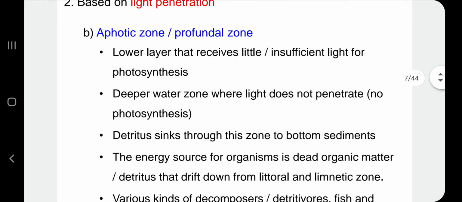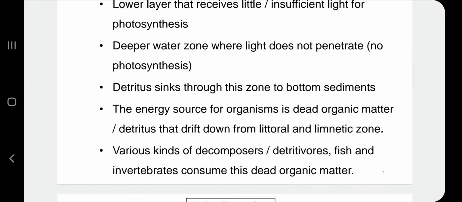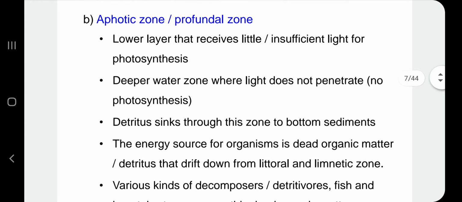So disebabkan kawasan tu tidak ada cahaya, so energy source for organisms is dead organic matter ataupun detritus. Detritus tadi refer pada, let's say daun yang dah mati atau layu tadi. Dead organic matter, katakanlah apa-apa hidupan, okay, mati, contohnya ada ikan dalam tasik tu, so mati, so dia dijadikan energy source lah for other organisms, okay. Disebabkan kawasan ni tidak ada cahaya dan dia punya energy source datang daripada dead organic matter and detritus, so kita akan jumpa various kinds of decomposers or detritivores, fish and invertebrates which will consume this dead organic matter. The second point, saya lupa nak cakap, aphotic zone is a deeper water zone where light does not penetrate, okay. So light cannot penetrate all the way to the bottom of the lake.